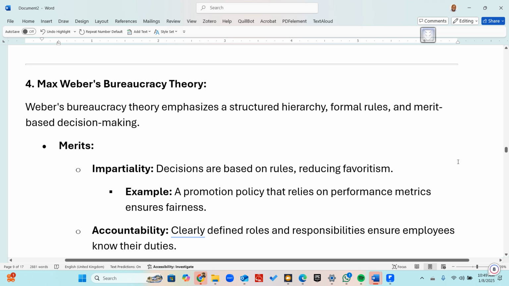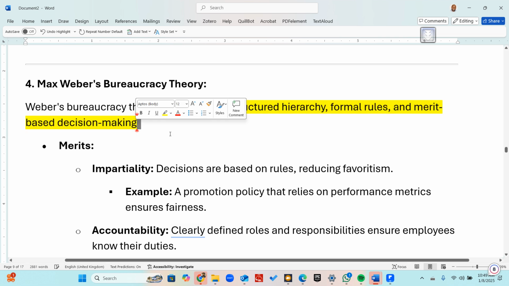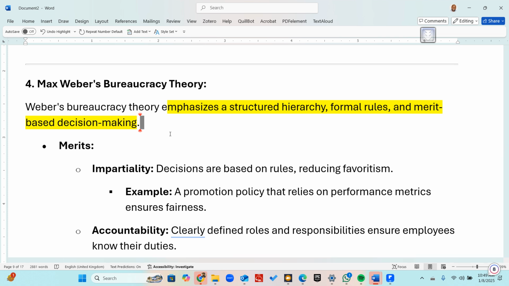We have Max Weber's bureaucracy theory. Here it's simple. Bureaucracy theory emphasizes structured hierarchy, formal rules, and merit-based decision making. So no decision gets through unless it is well scrutinized. The pros here are merit and impartiality. Decisions are based on rules, with reduction of favoritism. That is why I say merit-based decision making.